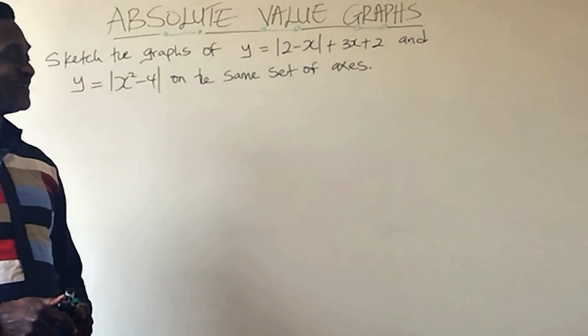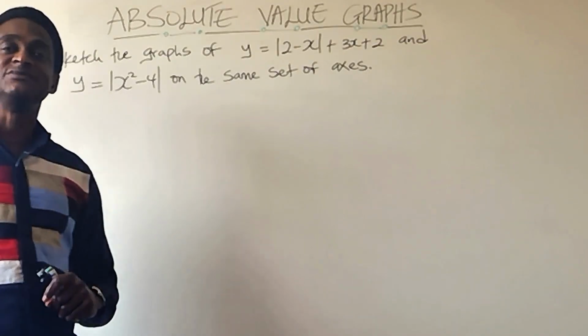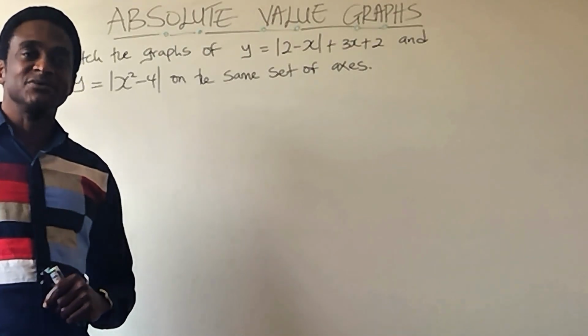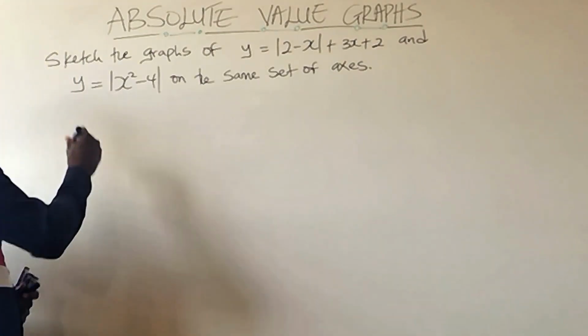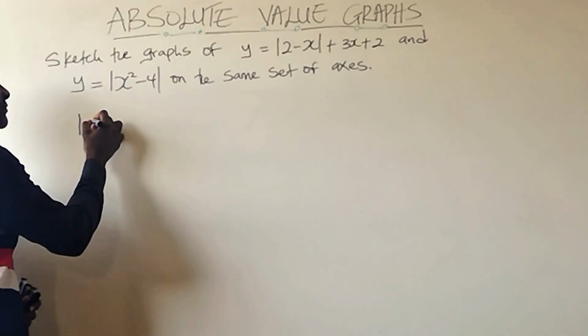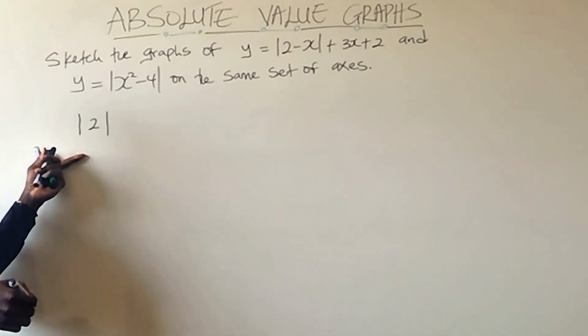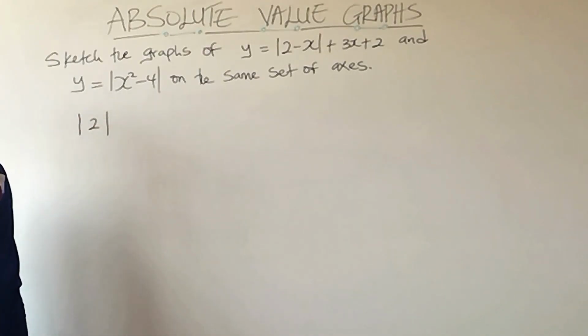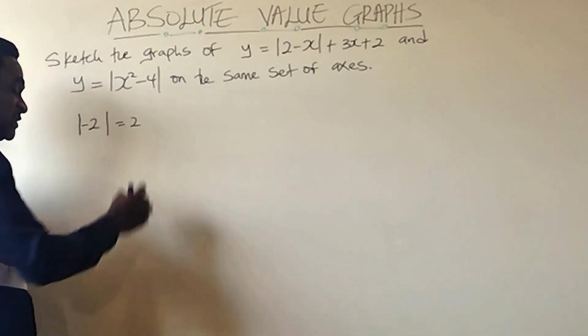How are you? Today we'll be going through absolute value graphs. What is an absolute value? Please remember that when you have a value inside an absolute value bar, it means that whatever value you have there must always return a positive value. So even if I have negative 2 here, it returns a positive 2.